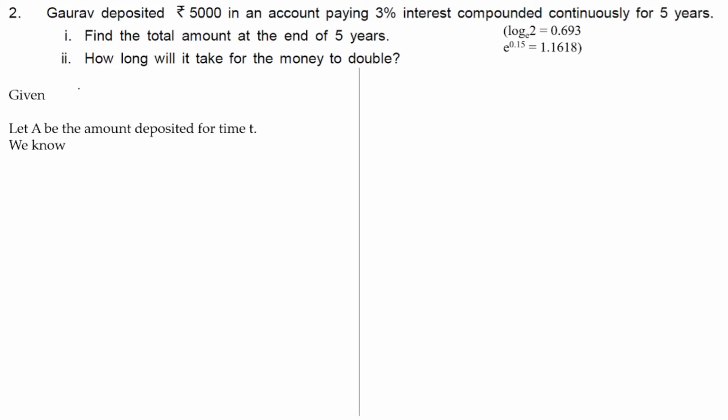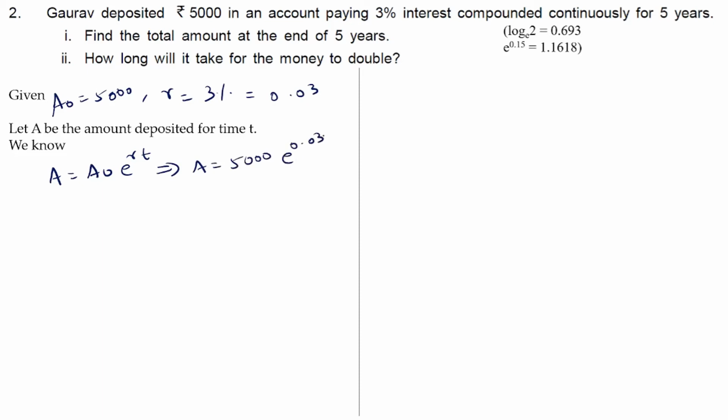Initially the amount deposited was 5,000, so A naught is 5,000. The interest R is 3%, so it is 0.03. If we consider A as the amount after time t, then using the compound interest model, A equals A naught into e raised to rt, or A equals 5,000 into e raised to 0.03t. Let us mark this as 1.